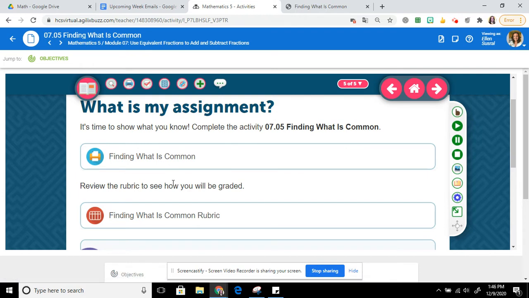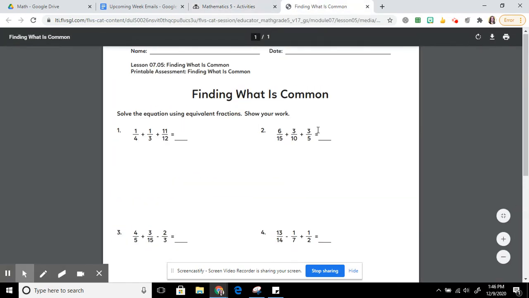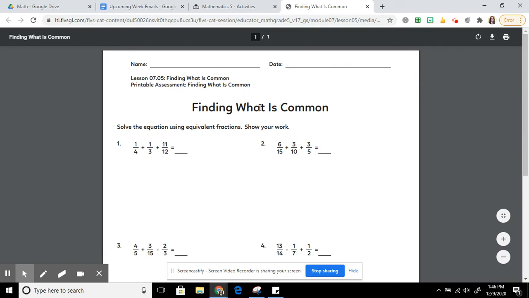The biggest thing, boys and girls, is in order to get your full credit, you need to show your work and you need to show how you're coming up with your answers. And I'm going to actually do a couple of these problems for you so that you can have them as a model when you're completing your own worksheet. So I've already pulled up the worksheet here for 0705, Finding What is in Common.